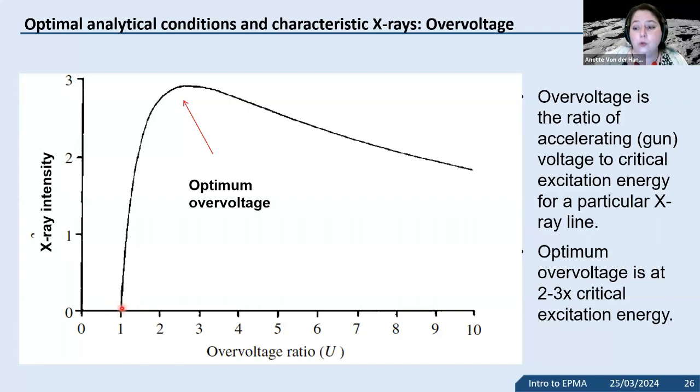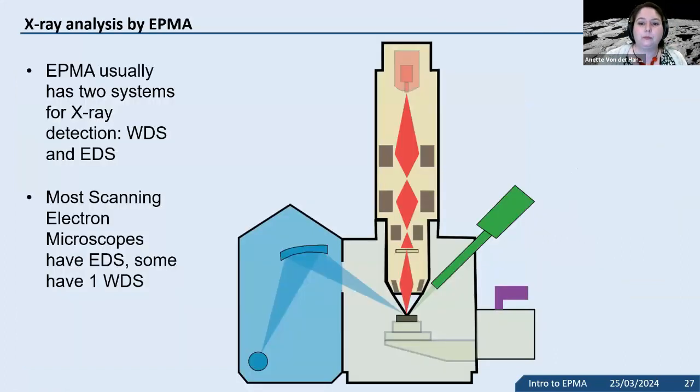And so usually what we find, which gives us the best intensities, is an overvoltage of 2 to 3 times the critical excitation energy. So the intensities that we're seeing here rise with overvoltage. What that number is in absolute kV depends on the X-ray line. And the sweet spot is 2 to 3 times, and then it goes slightly down because absorption increases the further we push our X-ray generation deeper into the sample.